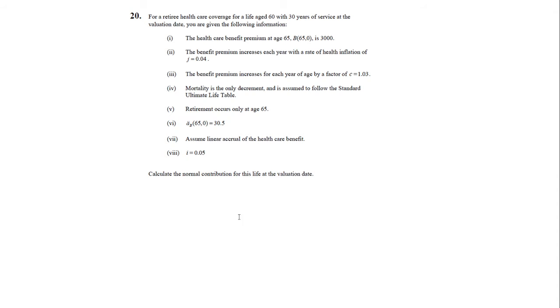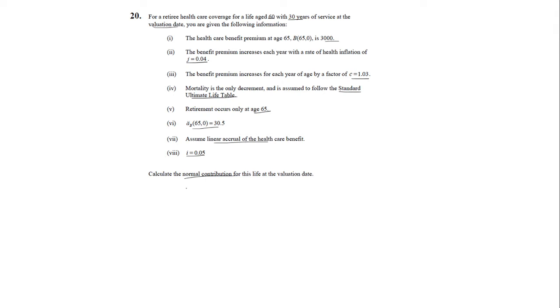For retiree healthcare coverage for life, age 60 with 30 years of service at the valuation date, we're given the healthcare benefit premium at age 65 is $3,000. There's inflation of 4%. Premium increases by 3%. We can use the Standard Ultimate Life Table. Retirements occur only at age 65. Annuity due is 30.5. We assume linear accrual for the healthcare benefit with 5%. So we want to calculate the normal contribution for this life at the valuation date.